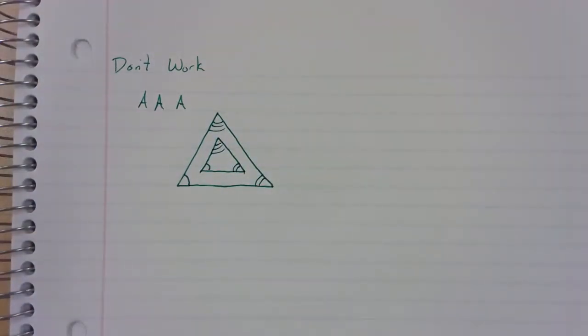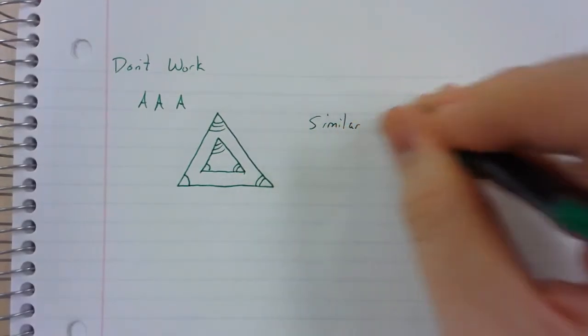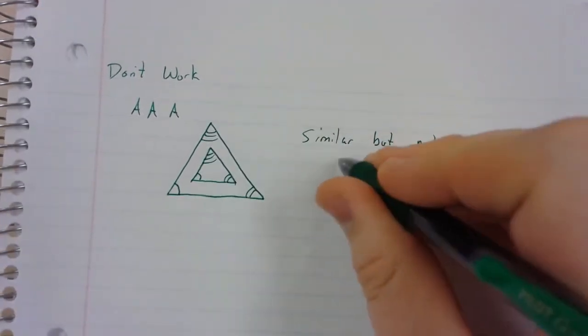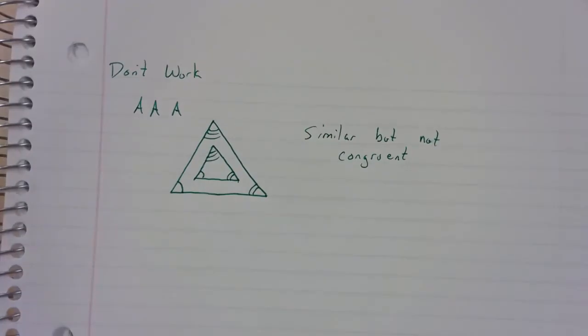But why aren't they congruent? That's right, they're not the same size. Same shape, not the same size. These are similar, but not congruent. So 3 sets of congruent angles is not enough to say 2 triangles are congruent. Okay?